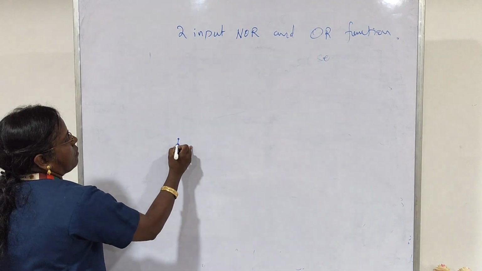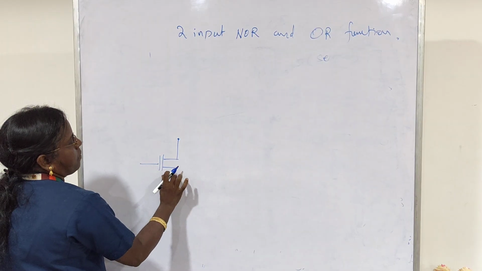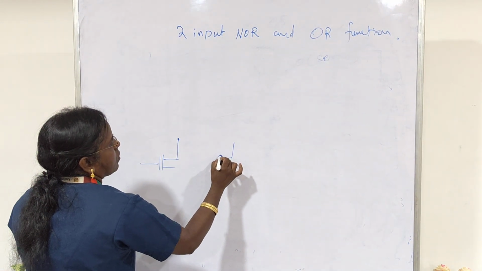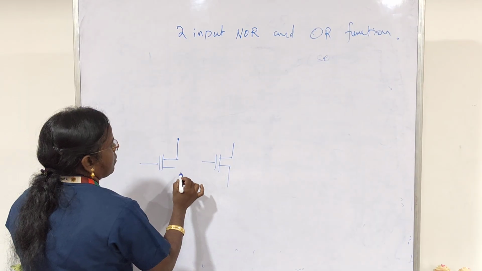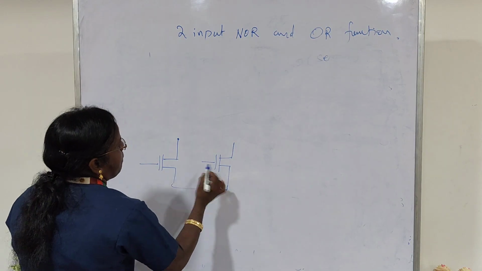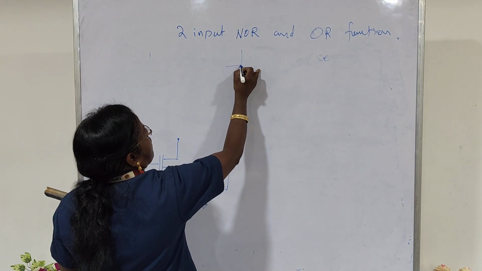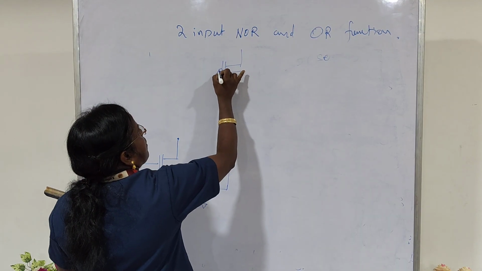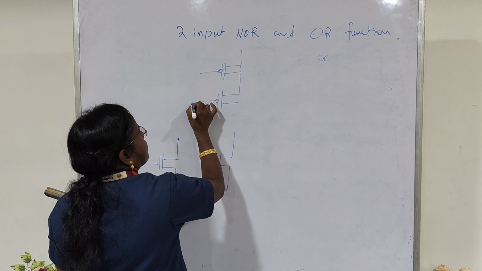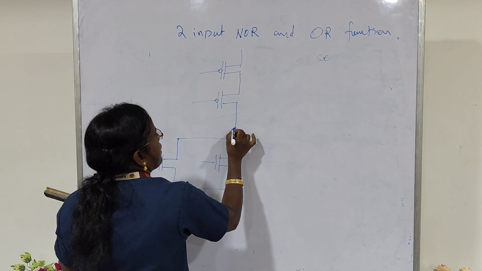Take the pull down network, connect 2 NMOS in parallel. Now in the pull up network we have to connect 2 PMOS in series. At this point you can take the output.